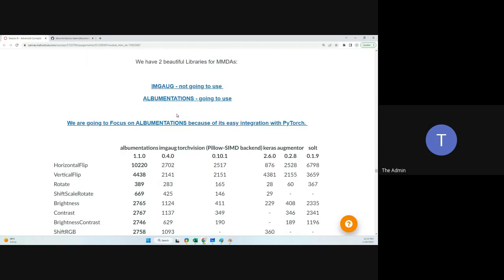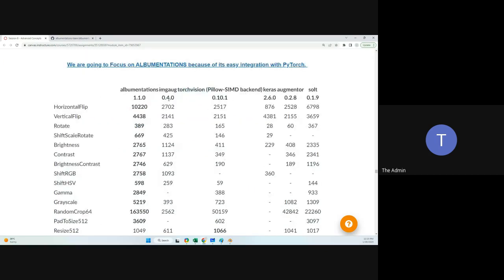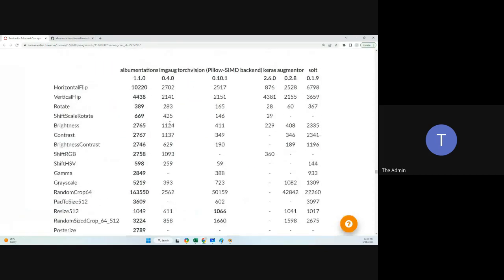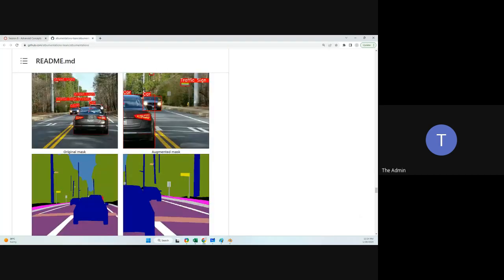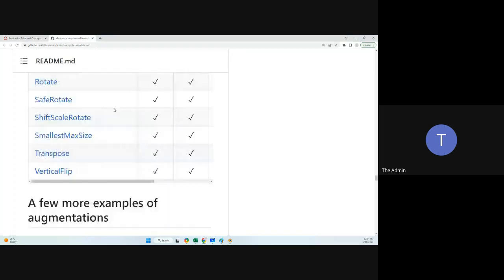So we're going to be using Albumentations, and this is a table showing it's pretty fast compared to anything else. This is Keras, this is Solt, this is Augmenter, then this is IMG AUG, and this is TorchVision with the SIMD backend. This is the default one in PyTorch, and they keep on improving it. But you can see the total number of images I can process per second in Albumentations is faster than anywhere else.